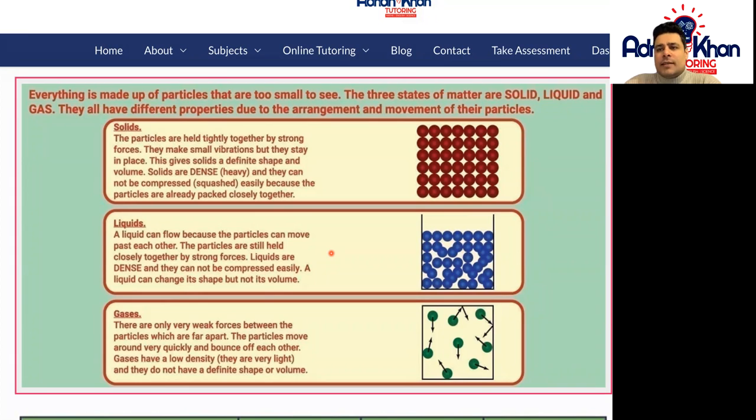And you can see on the right-hand side, we've got some images. So you can see the solids, they're packed very close together. On the right-hand side, you see liquids, and they are quite dense and held together closely by strong forces, but they can't be compressed, and liquids can change their shape as well.